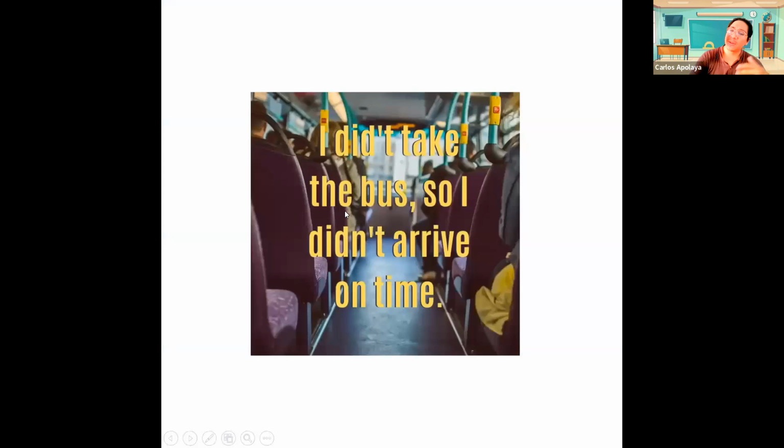So now we're going to do the same process, but in different order. I take the bus, so I didn't arrive on time. Please make a sentence with a conditional. I didn't take the bus, so I didn't arrive on time. Okay, before you start, what is the problem here? That you didn't take the bus, right? So what is the hypothetical situation? You didn't take the bus.